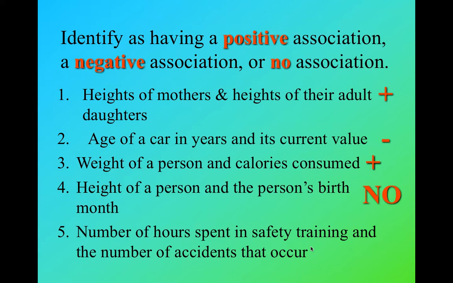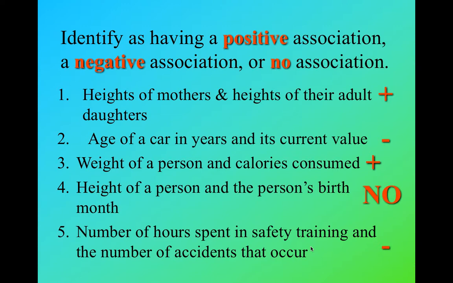The number of hours spent in safety training and the number of accidents that occur. Well, I hope the longer you spend in safety training, the fewer accidents you have, so we would say there is a negative relationship. So we've been able to predict relationships and even look at scatter plots and determine whether the relationships are positive or negative, just like slope. But how do we really measure the strength of those relationships?